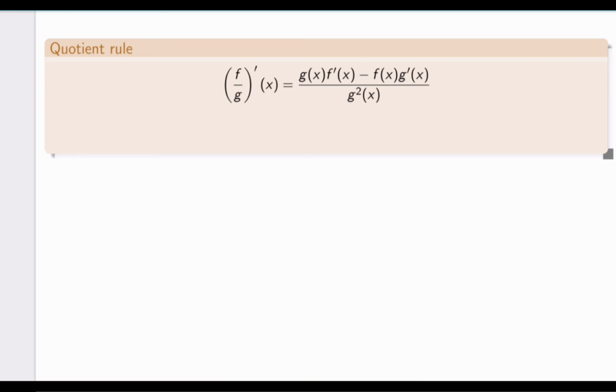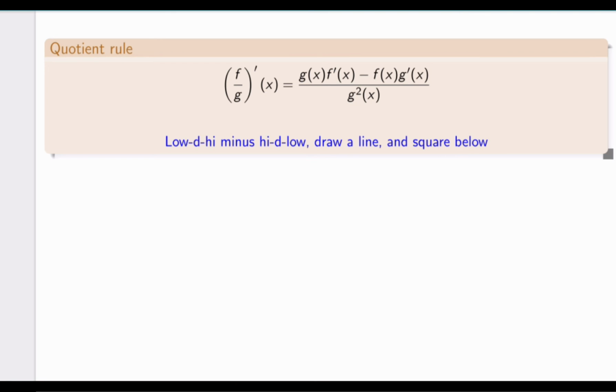But luckily, some smart people came up with a little song or a little rhyme, which helps us to memorize this thing. It says, low d high minus high d low, draw a line and square below. So low refers to g, d high means the derivative of the numerator, which is f prime, minus high d low, so high is the f, d low is the derivative of g, and then draw a line and square below. That's it. This saying is quite useful to memorize the quotient rule.